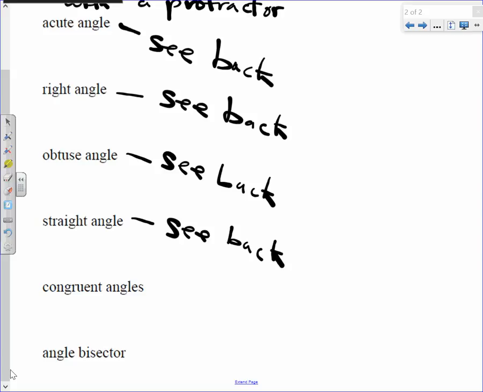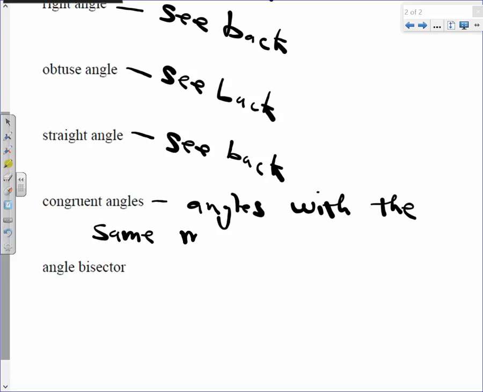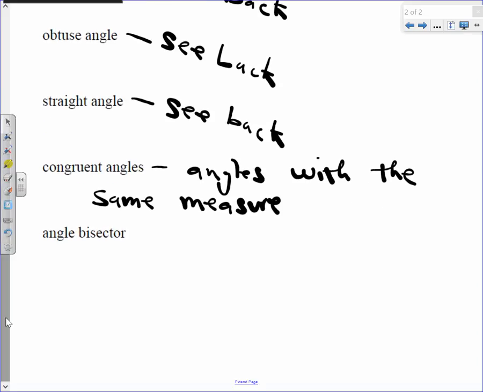Congruent angles. Go write congruent angles here. Angles with the same measure. Angles with the same measure.